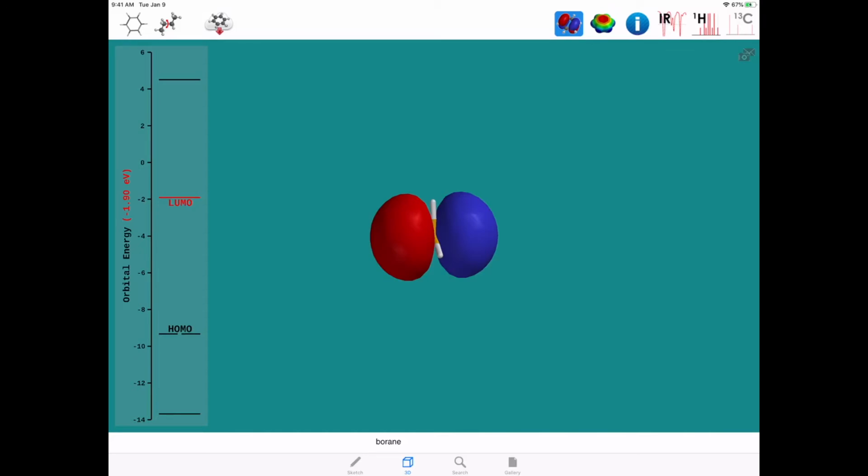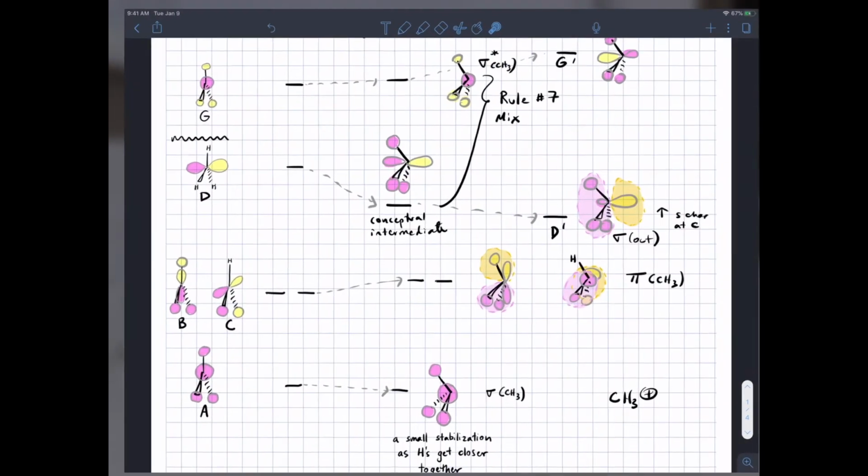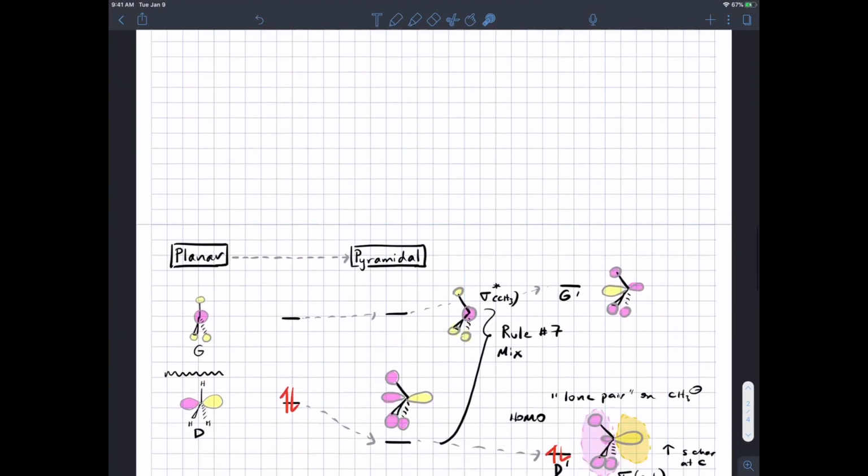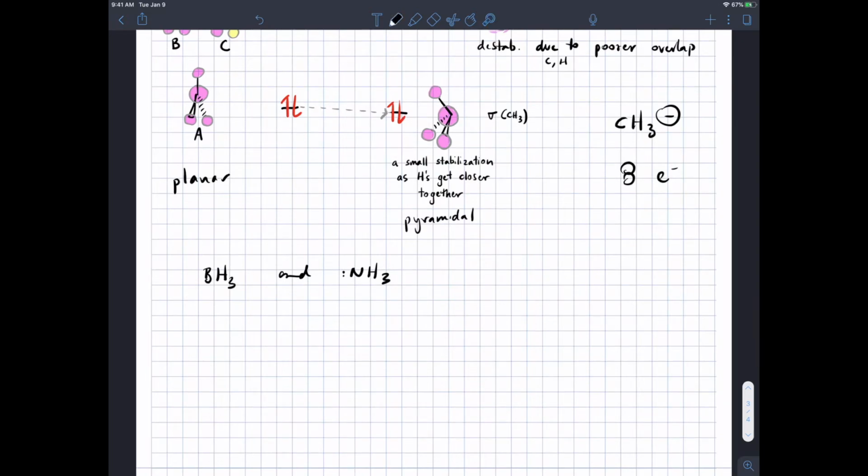Yeah? BH3 then chooses to be planar because it has the same number of electrons as methyl cation? Yes, same reason BH3 would be planar is because those pi electrons are going to get destabilized when you go pyramidal. And same thing because NH3 has the same number of electrons as CH3 anion. So the orbitals are similar. Yep. And that's an interesting feature of organic chemistry that we could mention. If you look at NH3 and CH3 minus, we could call these isoelectronic, because even though the atom changes, the number of electrons are the same and the orbitals are very similar.